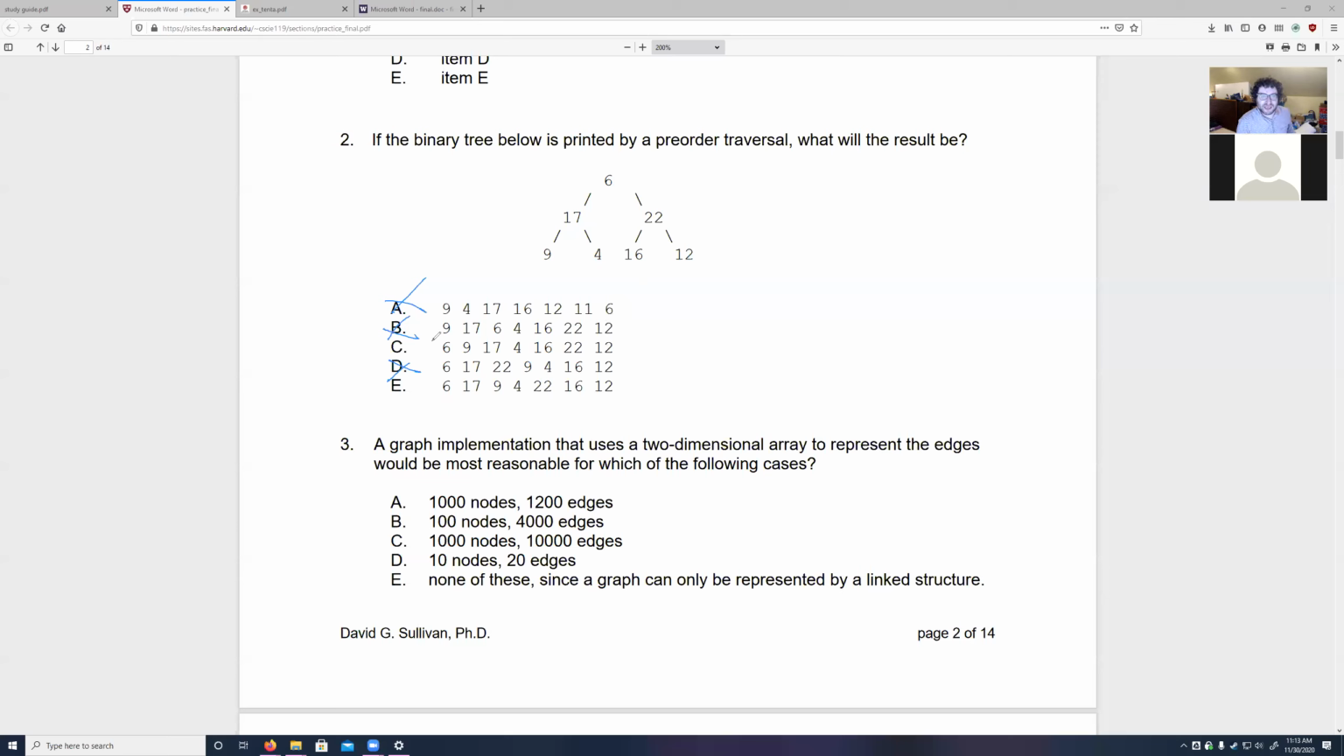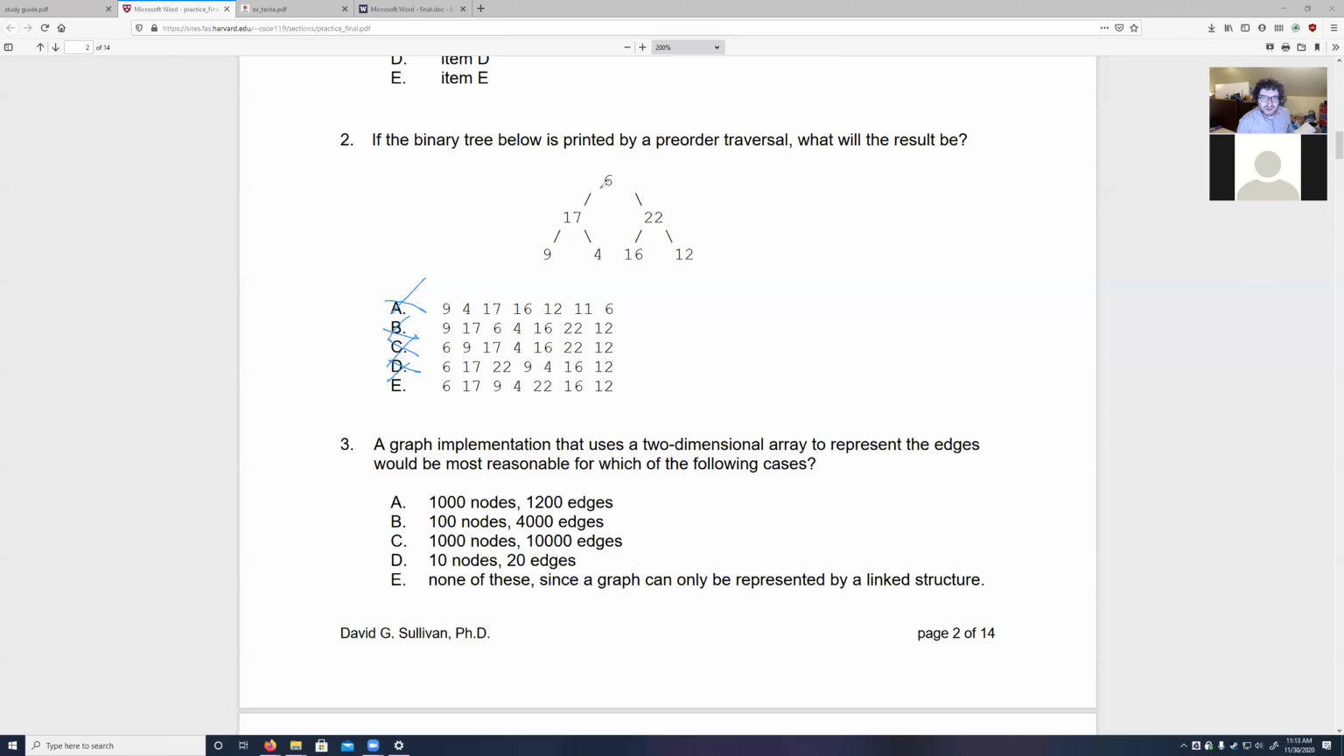Okay, let's look at C. C is 6 and then 9. So handle myself first, then do my left subtree. 17 should be handle myself first, then handle my left subtree, but that's not what happened there. So no, it's 6, 17, 6, 9, 17, 4. It's really weird. Then 12, 20, then 16, 22, 12.